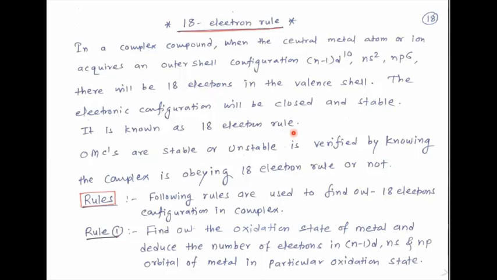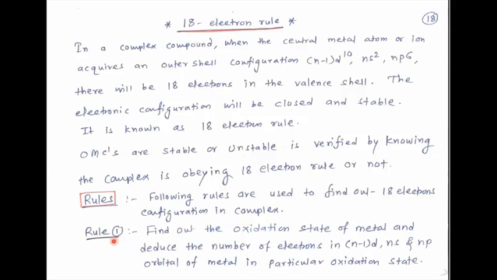Organometallic compounds are stable or unstable? This is verified by knowing whether the complex is obeying the 18 electron rule or not. So when it obeys the 18 electron rule, at that time that complex is stable, and if it does not obey the 18 electron rule, it is unstable. The following rules are used to find out the 18 electron configuration in a complex. Which are those rules? Let us see those rules.